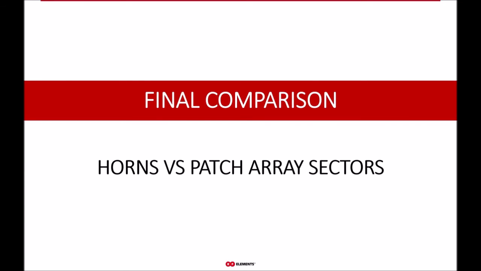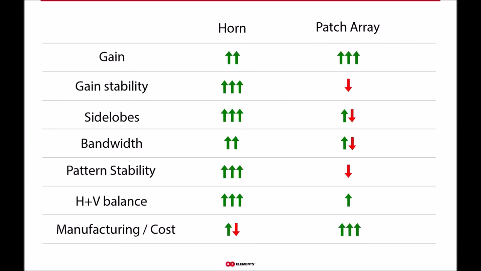So for those of you who participated in the previous webinar about horns, we prepared a short summary table comparing both types of antennas in the light of the most important antenna parameters in WISP networks. Here you can see the final comparison table.